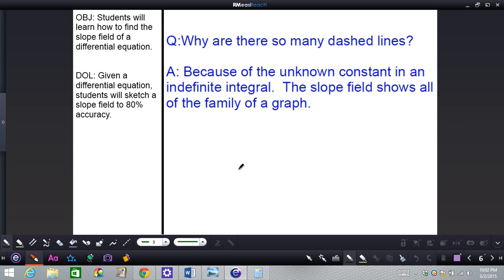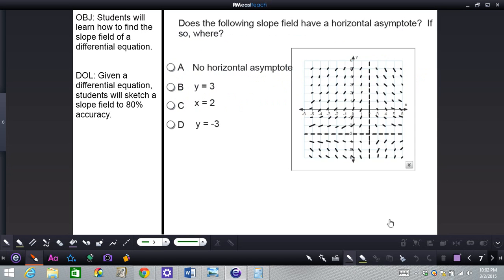Does the following slope field have a horizontal asymptote? If so, where? Well, horizontal asymptote is once again a horizontal line. So what I'm doing is I'm looking through here and saying, do I see any horizontal lines? And the answer is yes, actually I do. And that's through -3, right down here. -3.